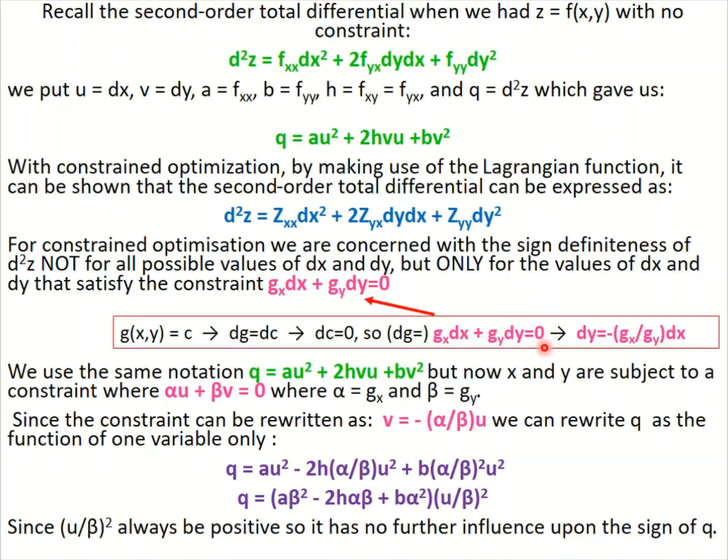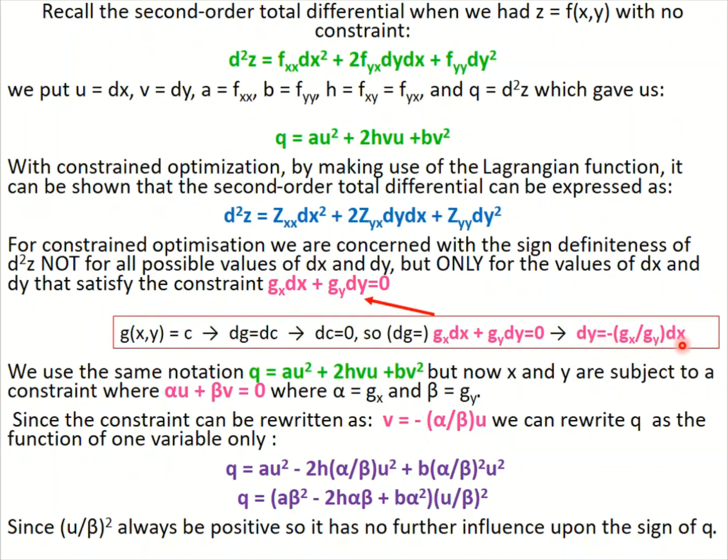So by rearranging this here, if we have dy equal to, we can see that it will be minus gx divided by gy times the differential dx. So this here is showing us the link between y and x.